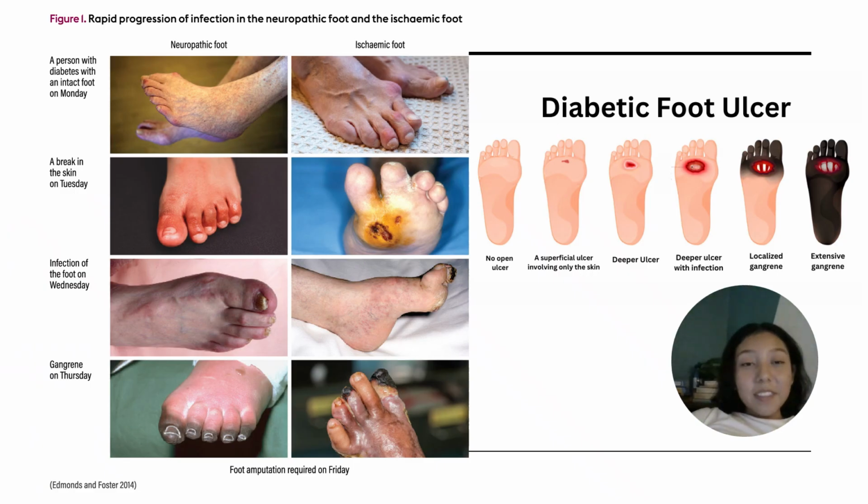So, well, my presentation isn't diabetic foot, but I want to mention this. The images I have here show the severity and rapid progression of diabetic foot complications. You can see in the first image how quickly it progresses. It starts on Monday with an intact foot, break in the skin by Tuesday, leads to infection by Wednesday, gangrene by Thursday, and it requires amputation by Friday. So it's really important to be able to detect this and act rapidly.